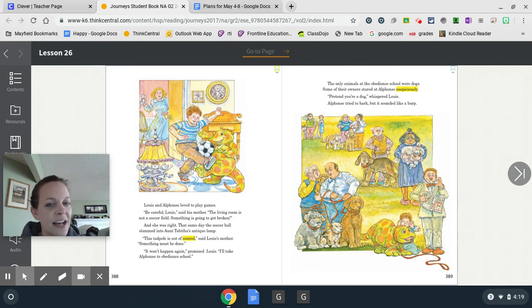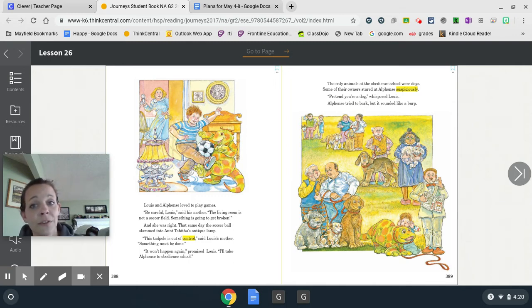Lewis and Alphonse loved to play games. "Be careful, Lewis," said his mother. "The living room is not a soccer field. Something is going to get broken." And she was right. That same day, the soccer ball slammed into Aunt Tabitha's antique lamp. "This tadpole is out of control," said Lewis's mother. "Something must be done." "It won't happen again," promised Lewis. "I'll take Alphonse to obedience school."